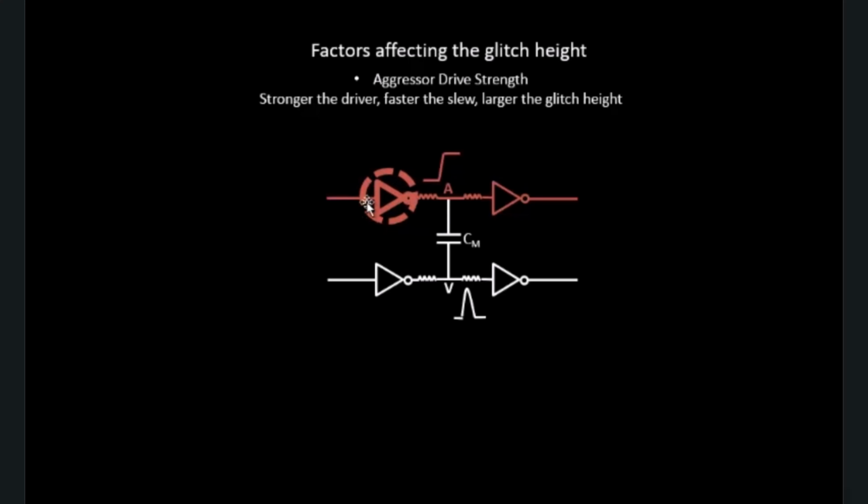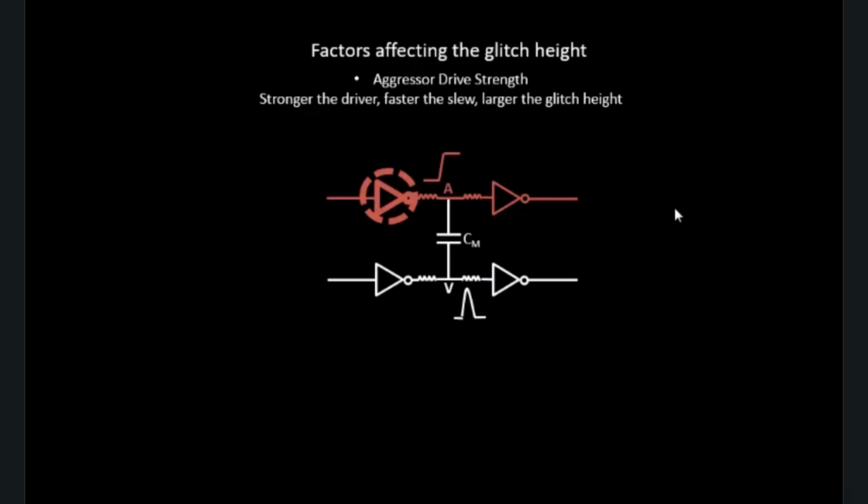The brighter the light, just like this one, it's so bright that it's throwing some amount of light on the nearby house. Similarly, this particular gate is so strong, it is able to charge my nearby victim, and the amount of charge that it puts on the nearby victim is pretty huge in this case. This is the case where your aggressor is very strong, or has a very strong drive strength, or has a very big opening.